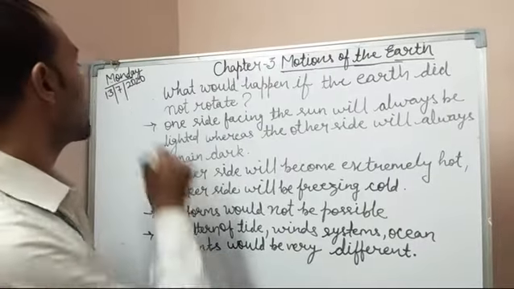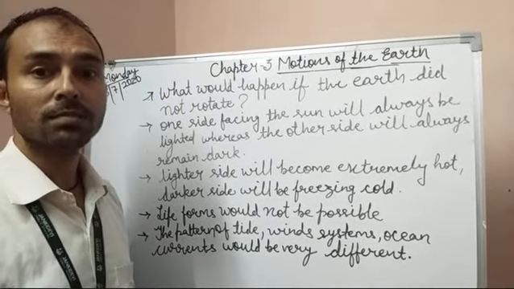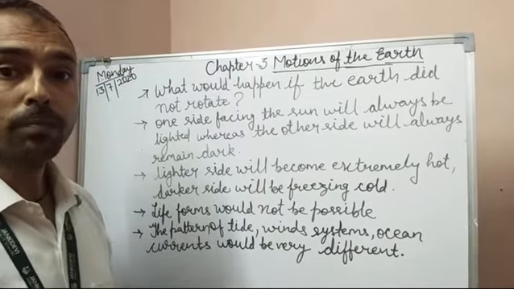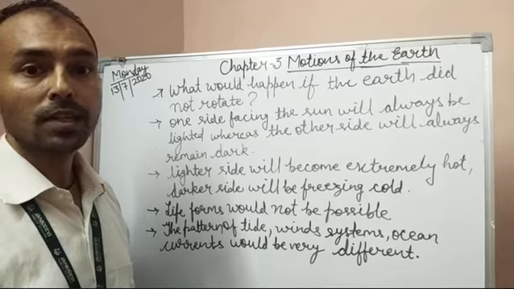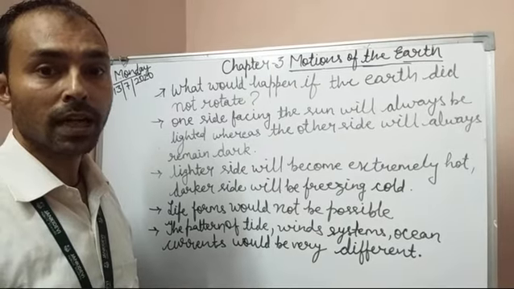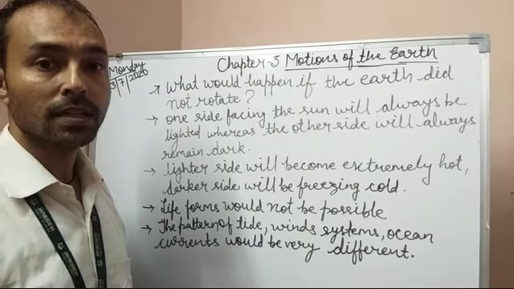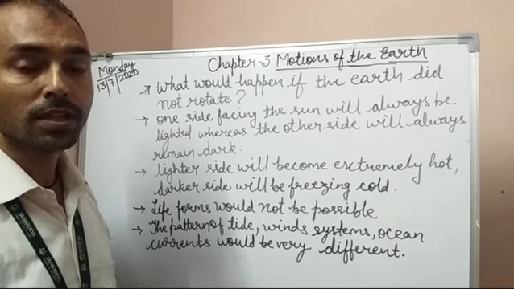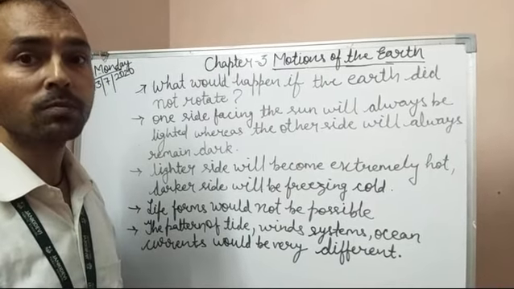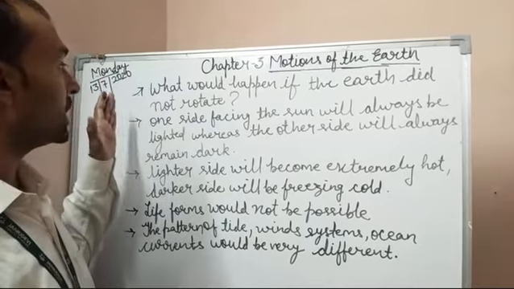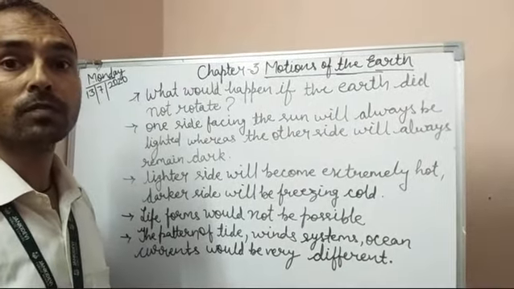So students, you must be very clear with these horizons. Now it's time to understand one of the most common questions which sometimes comes to our mind: what would happen if there were no rotation of the earth? As I told you, day and night are the result of rotation. Even tides, ocean currents and wind systems are affected by rotation, which is a movement of the earth. So it is very important for us to understand what the consequences would be if there were no earth rotation.